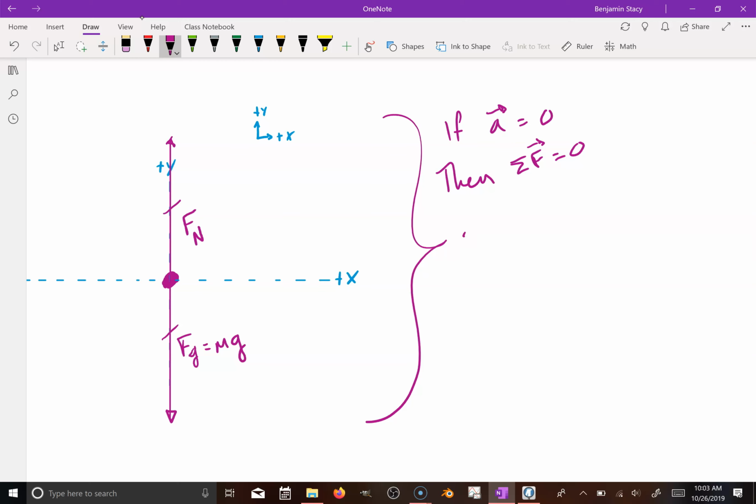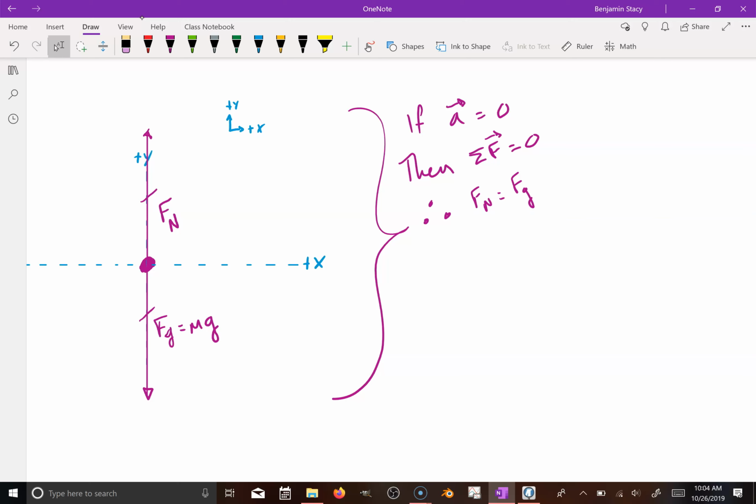If the sum of the forces is 0, then the only two forces I have are normal force and gravitational force. That means normal force must be equal to gravitational force. It won't always be equal to gravitational force, but in this scenario, it definitely is. So Fn equals Fg. Fg equals mg, mass times gravitational acceleration. Therefore, normal force is equal to mg. So that's something that I could then add to the diagram. I could say now I know normal force is equal to mg.